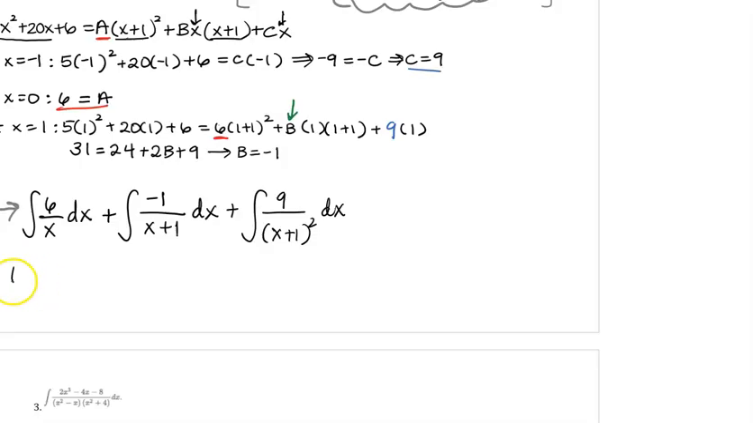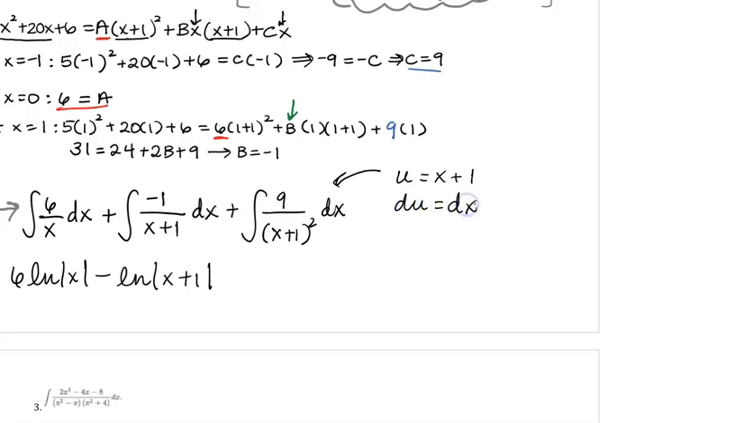The first one is a natural log integral. We just talked about that rule. The second one is also a natural log integral. And then for the third one, I'm going to need to do a u substitution. So I'm going to let u equal x plus 1. du is dx. But the point here is that this is definitely something that we do know how to integrate rather simply, considering all the integration tools that we already know.